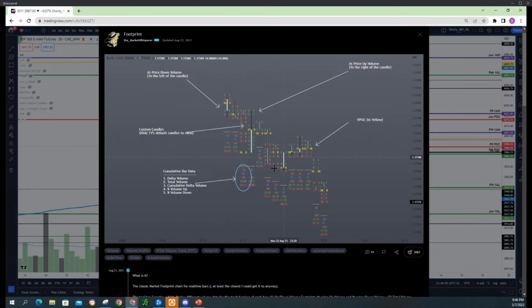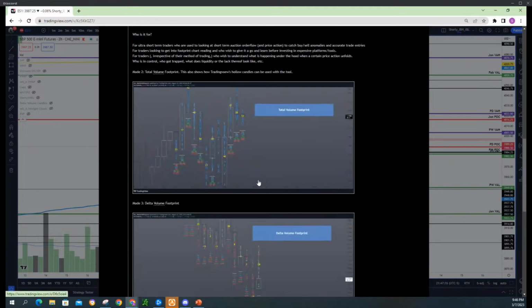If you go on a candle, it would basically tell you the price action, what happened. Price down volume to the left of the candle, delta, total volume, cumulative delta. If it's positive delta, most likely it's being absorbed. You're going to get a bounce, and then percent volume down. So this just does the count. You see the numbers the way they're pointing. It tells you where the highest concentration of the volume happened on a candle.